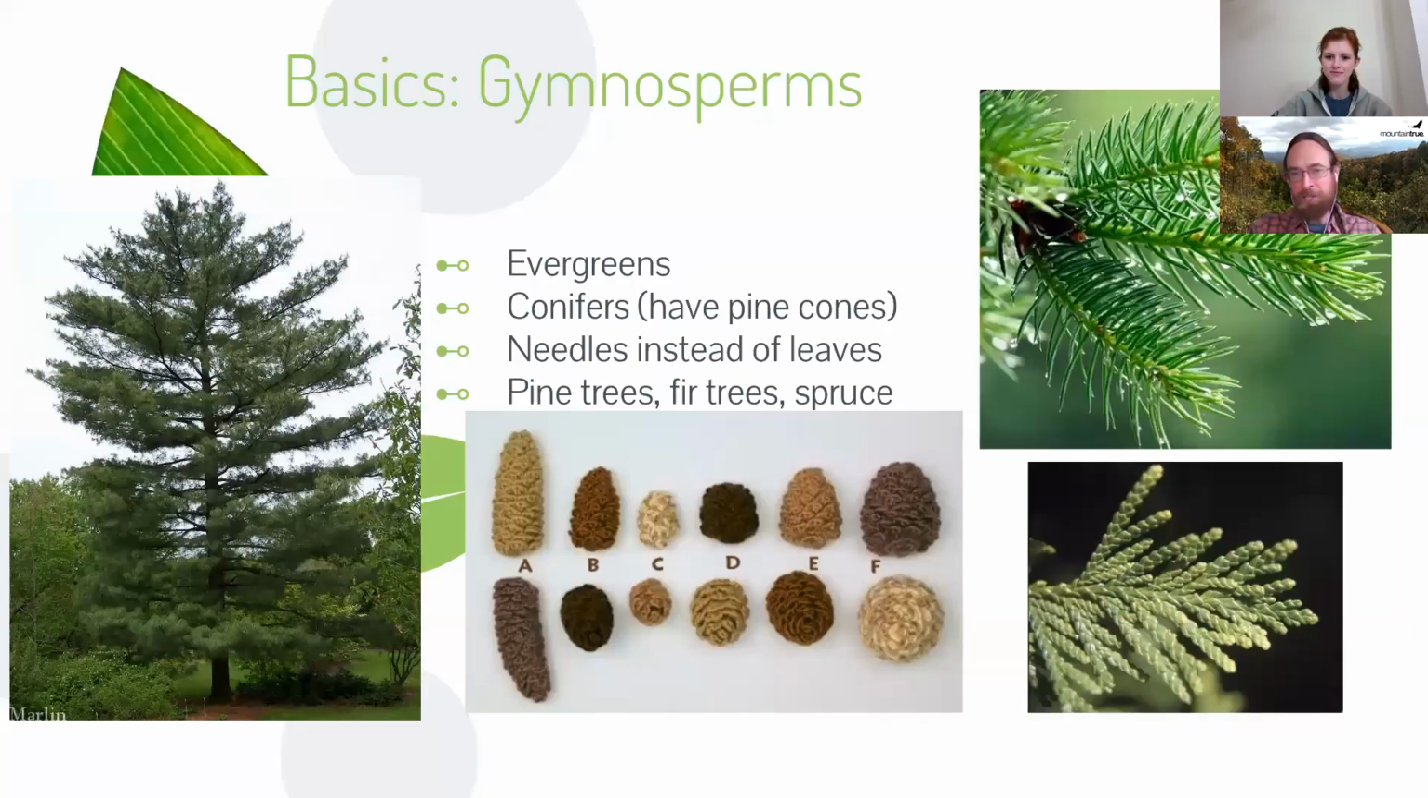Let's talk about gymnosperms. Gymnosperms, gymno means naked, sperms, seed. So gymnosperms are trees that do not have a seed coat. Most people know these as evergreens, even though some of these trees are not evergreen. For instance, bald cypress loses its needles in the wintertime. Larch as well loses needles in the wintertime. So some of these are deciduous, but they tend to be evergreen. They have cones, and they have seeds, like I said, without a seed coat.